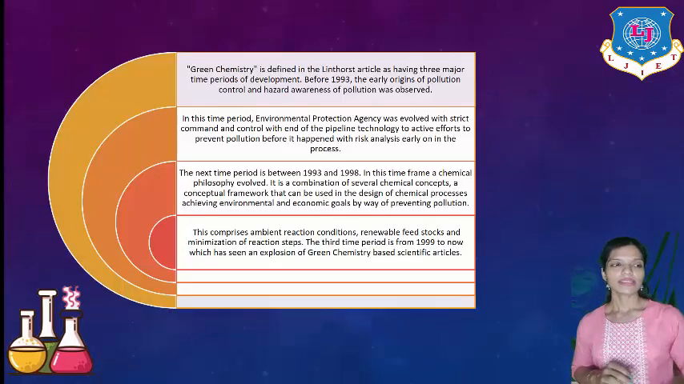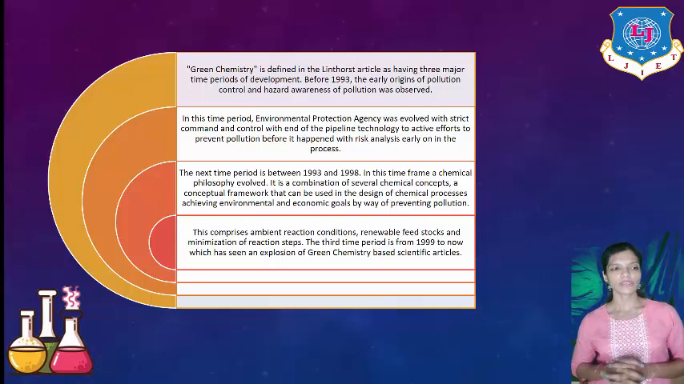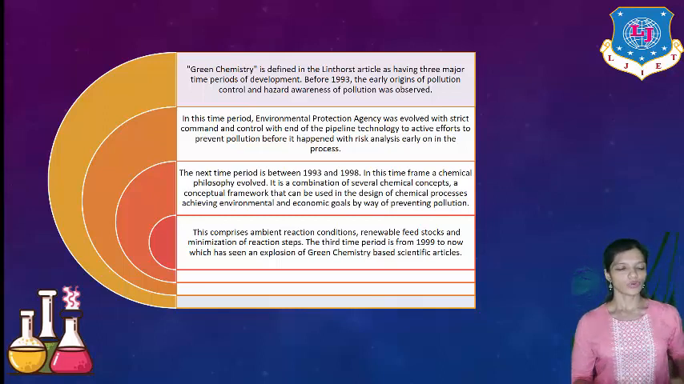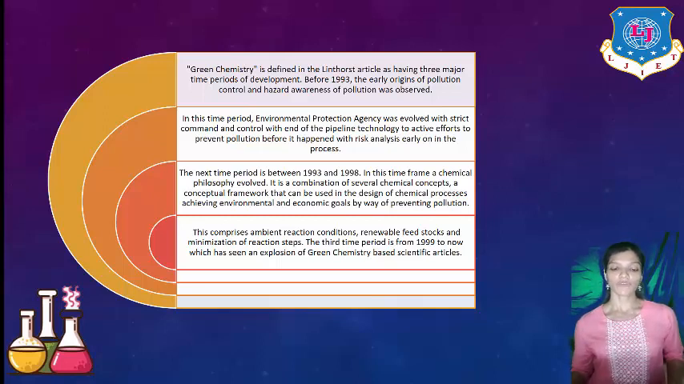Now green chemistry is defined in the Linthicum article as having three major time periods of development. The first is before 1993, the early origins of pollution control and hazard awareness, when pollution was observed. In this time period, the EPA evolved from strict command and control with end-of-pipeline technology to active efforts to prevent pollution before it happened, with risk analysis early on in the process.